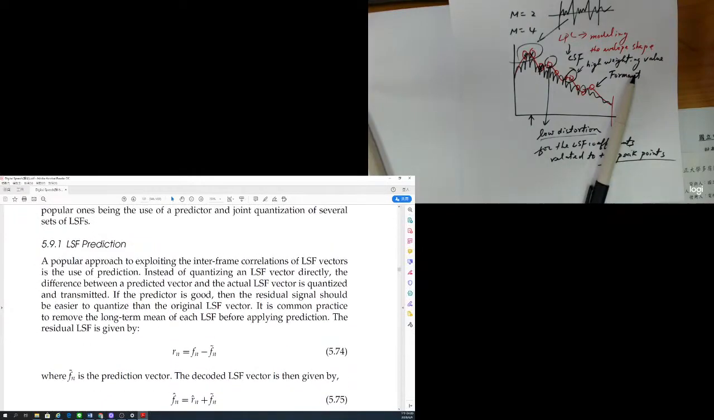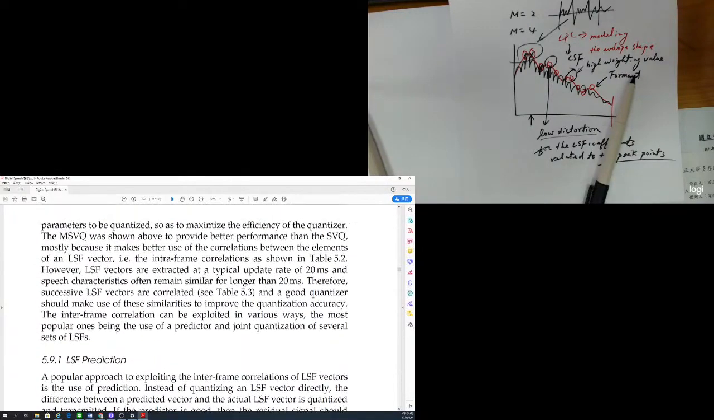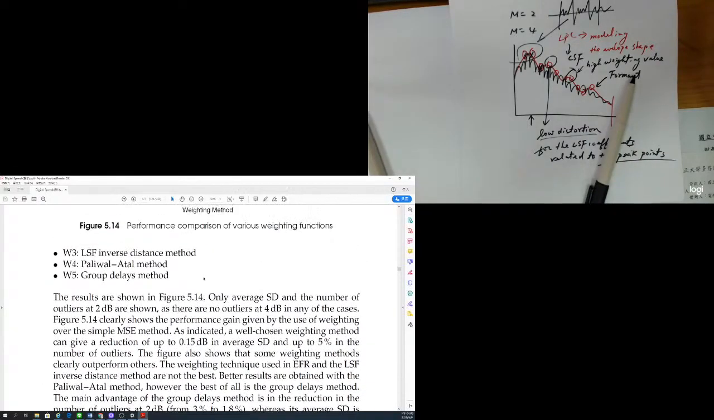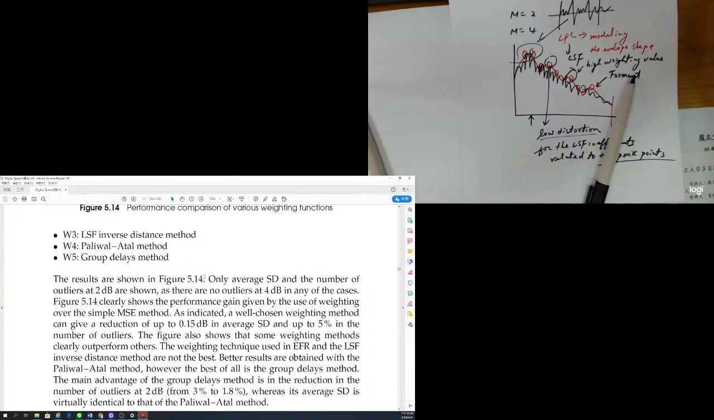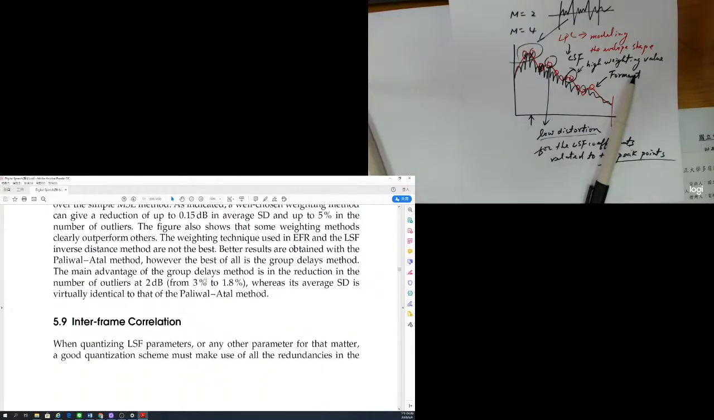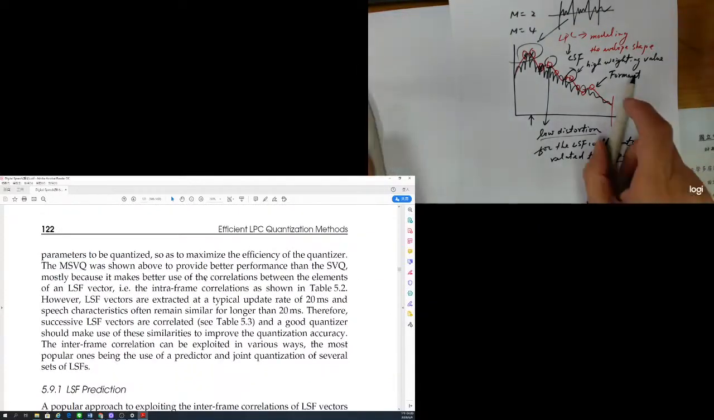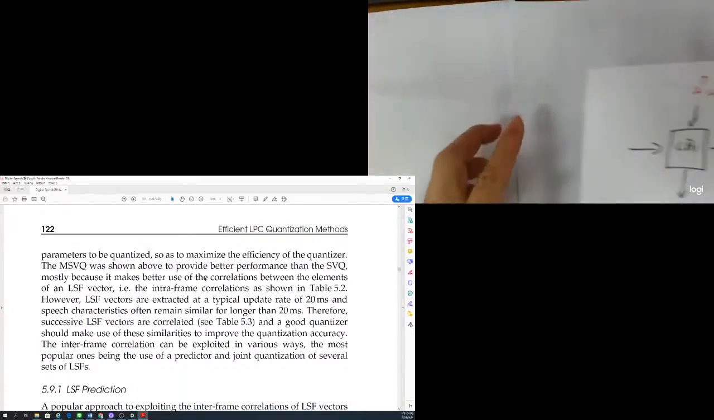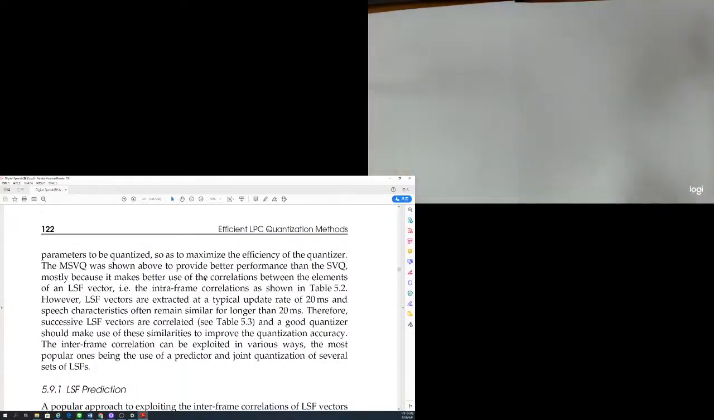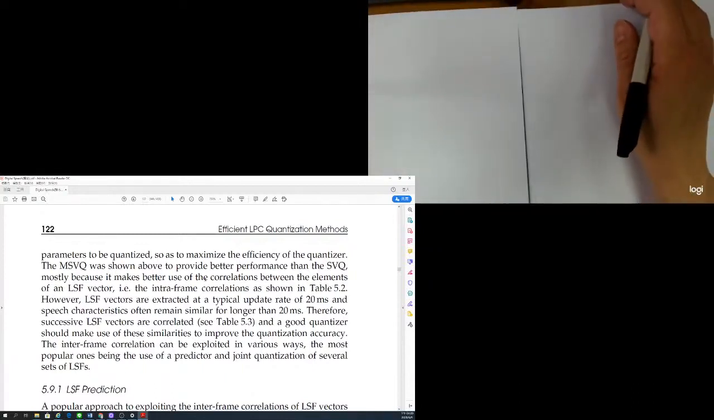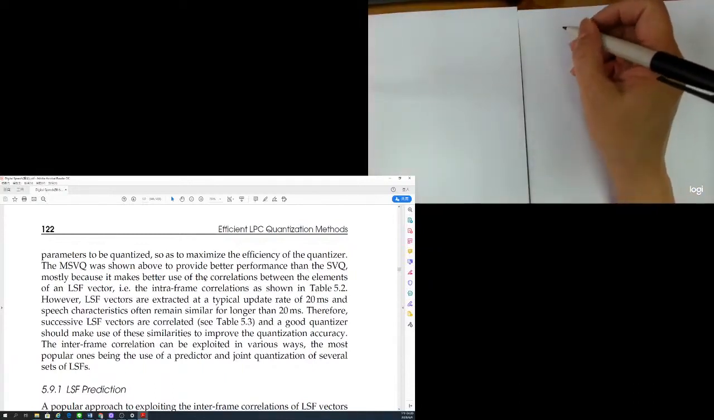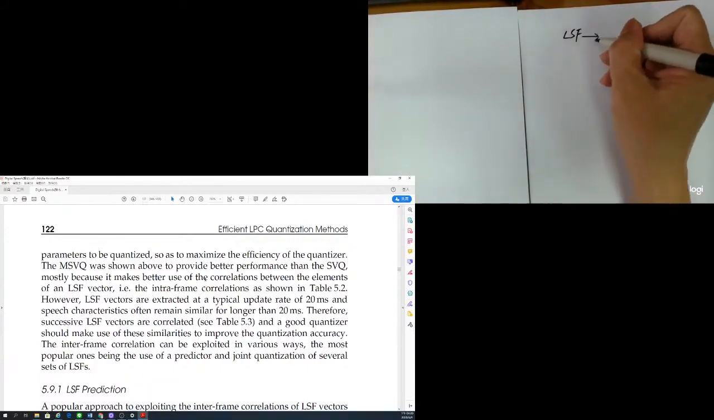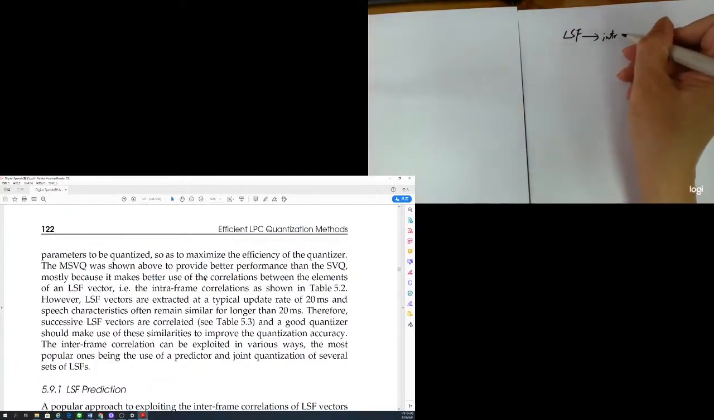So for line spectrum prediction, what we're talking about here is interframe coding. So another issue we consider is interframe correlation. Why? Because in the beginning we were talking about the line spectrum frequencies. They have interframe correlation. Do you remember? Our line spectrum frequencies have inter-frame correlation.